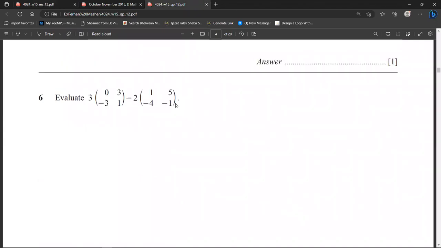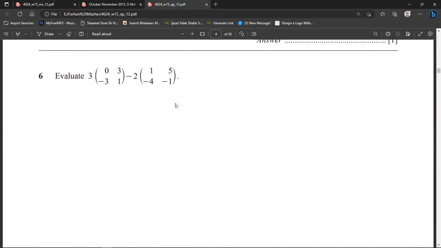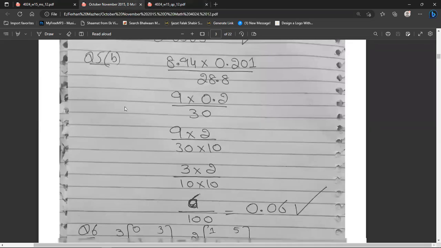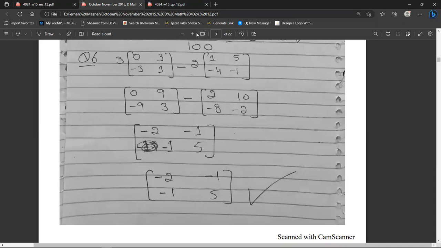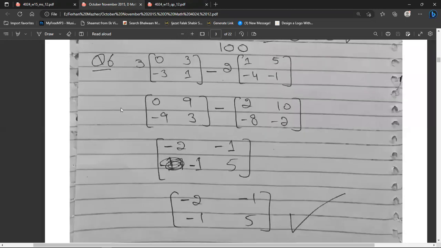2 marks question. Question number 6, evaluate 3 and then you have a matrix. That matrix is 0, 3, minus 3, 1, minus 2, and then you have a matrix that is 1, 5, minus 4, minus 1. So this 3 will multiply with this matrix. This 2 will multiply with this matrix. I suggest that you keep this negative outside. Don't bring it inside. So let me show you. I have done this.